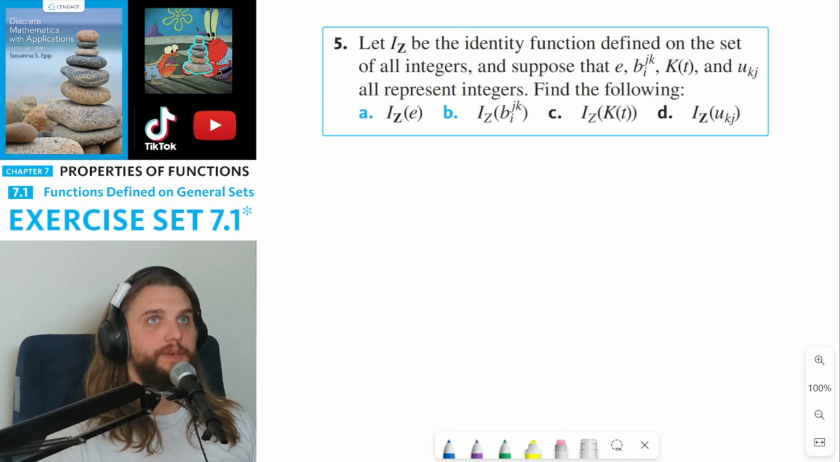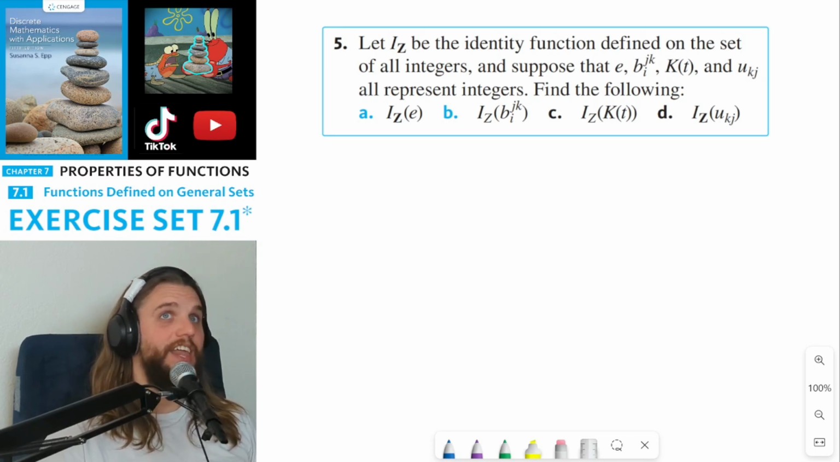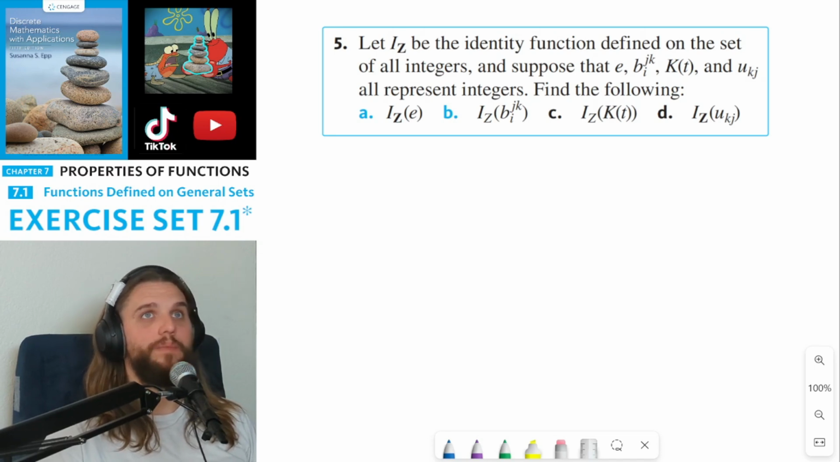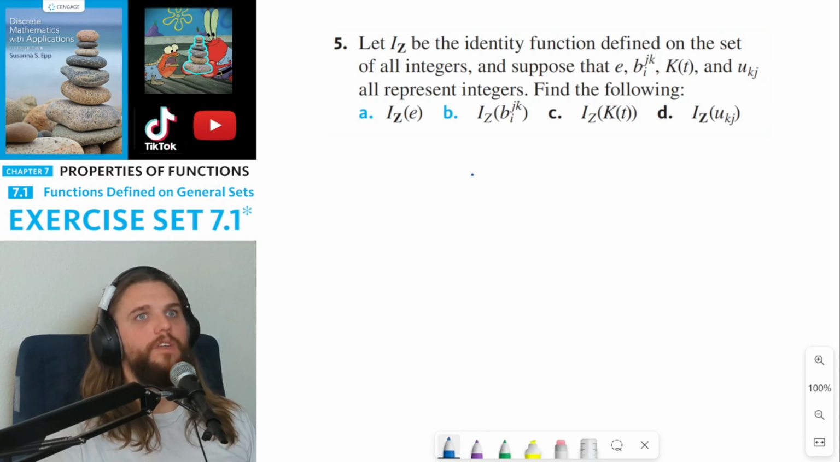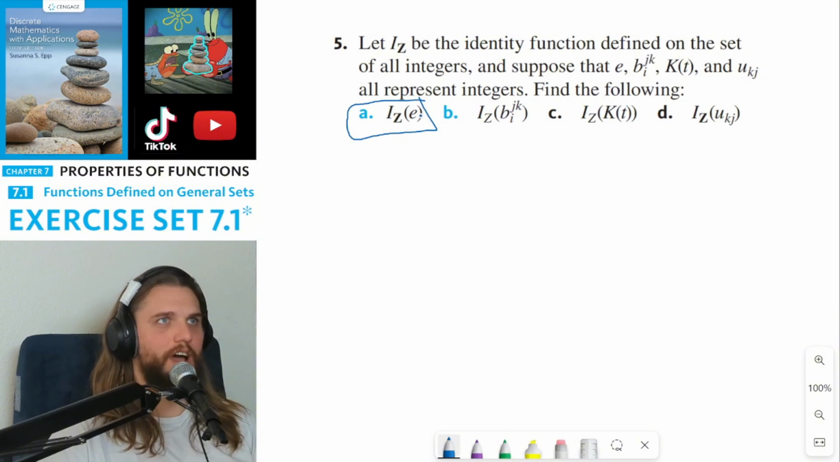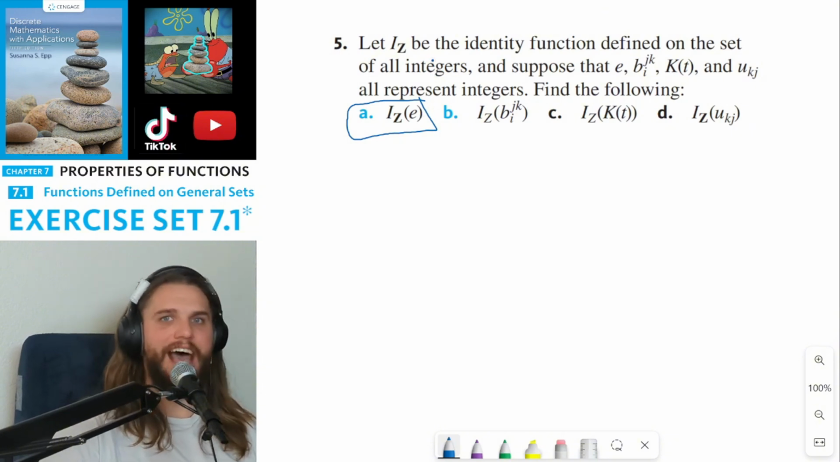Let I sub z be the identity function defined on the set of all integers, and suppose that e, b sub i to the j, k of t, and u sub kj all represent integers. Find the following. Now, the most confusing part of this question is just trying to figure out the notation. What's really being asked here?